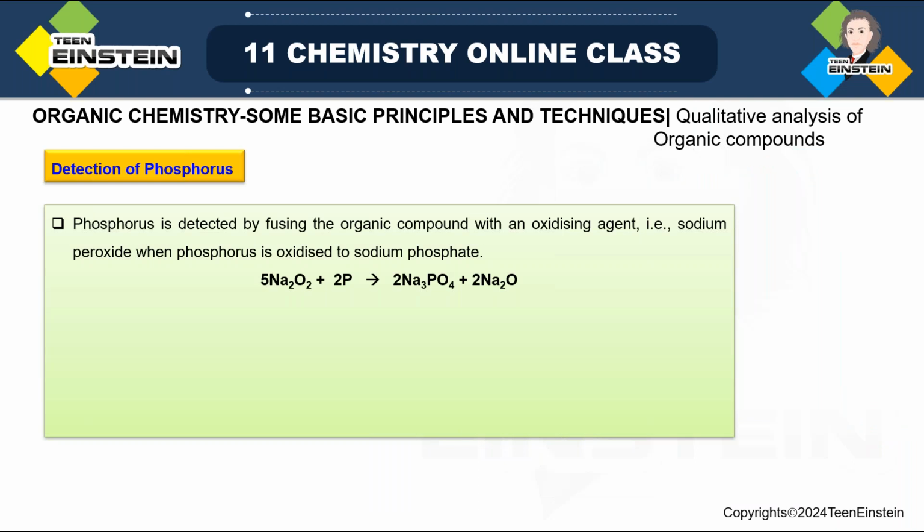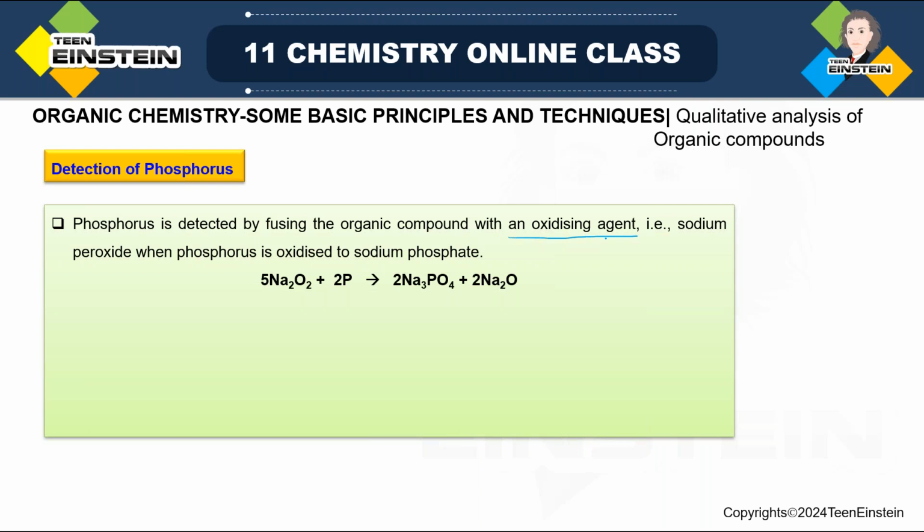After detection of halogen, next, the last element: detection of phosphorus. Though it is a rare case, because hardly will you get any phosphorus in an organic compound, we will also study this one. Phosphorus is detected by fusing the organic compound with an oxidizing agent, that is sodium peroxide. Now this test is not under the Lassaigne test. The Lassaigne test is only for nitrogen, sulfur and halogen. This is separate, not with the sodium fusion extract. You do it only for phosphorus if you suspect it is present.